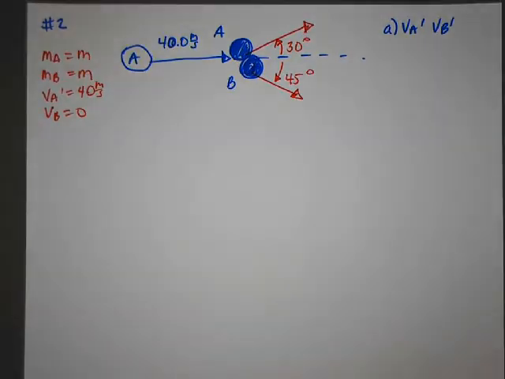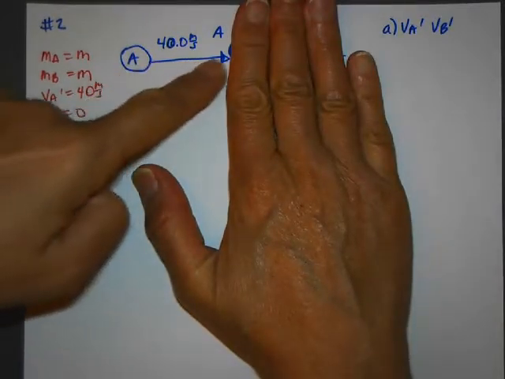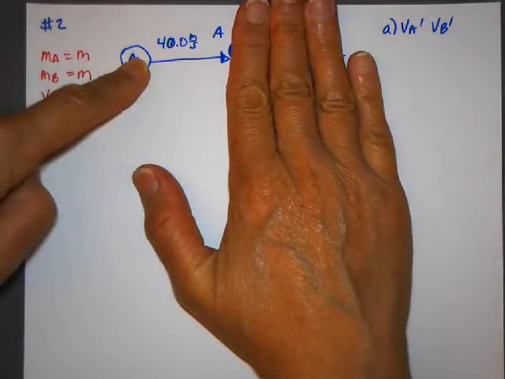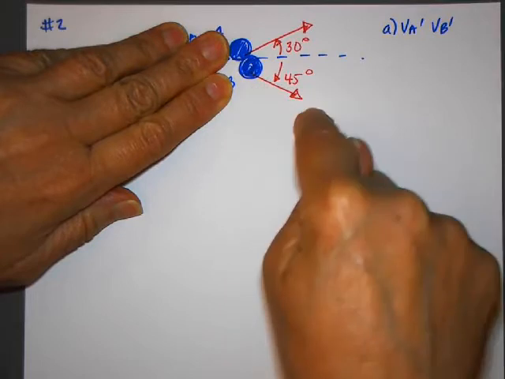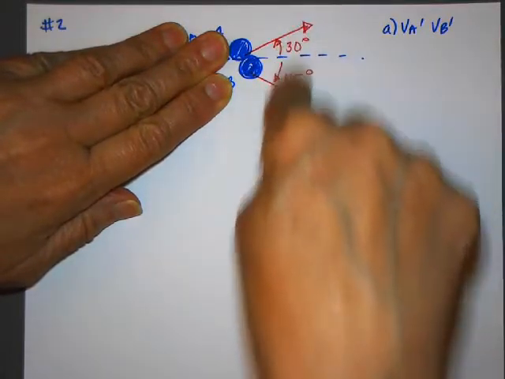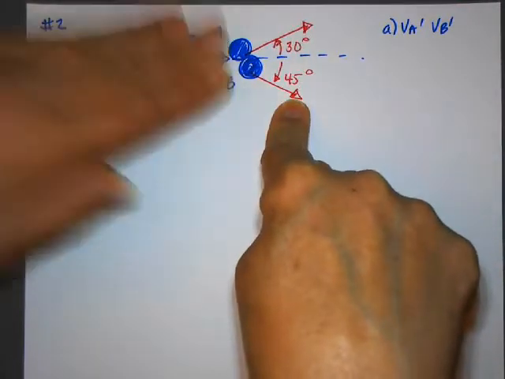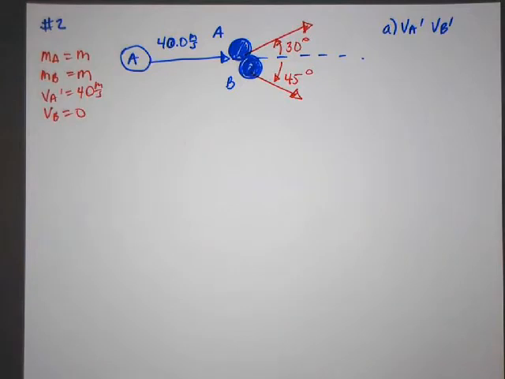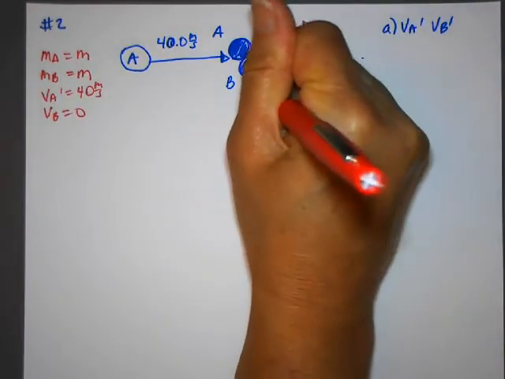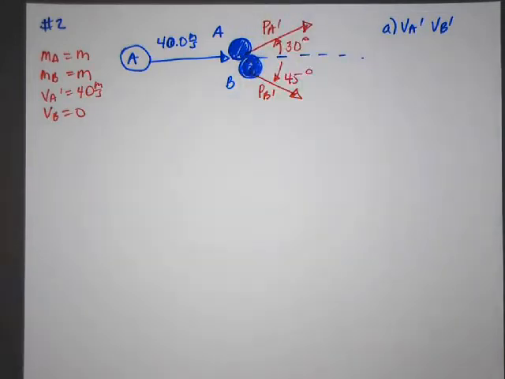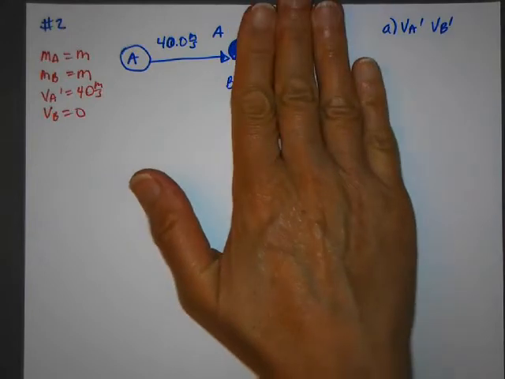The easiest way to do this is what's called the momentum triangle. That means that this vector here is equal to this vector plus this vector. But because momentum is a vector quantity, they have to be added head to tail. So this is PA prime and this is PB prime. The total momentum before is the momentum of A before, which is just this.